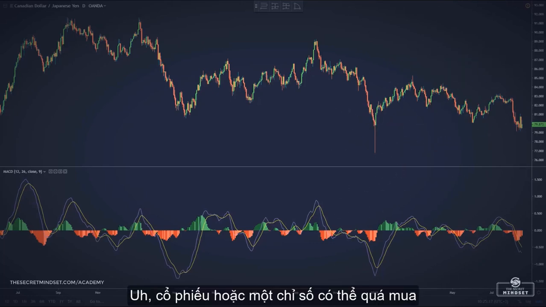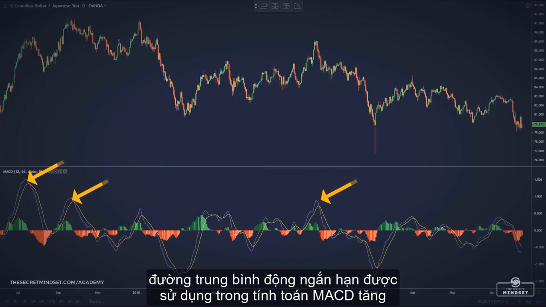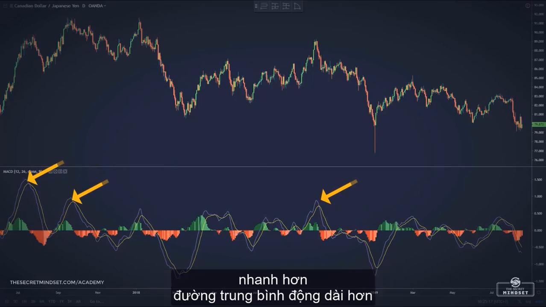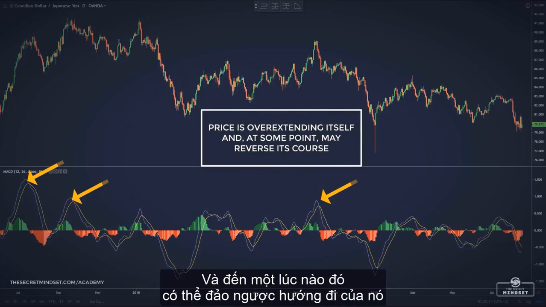A security or index may be overbought when you see the MACD rise significantly. During this period, the shorter moving average used in the MACD calculation is rising faster than the longer moving average. This is an indication that the price is overextending itself and at some point may reverse its course.